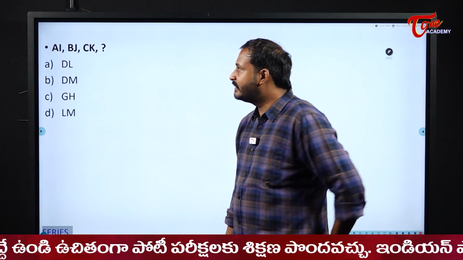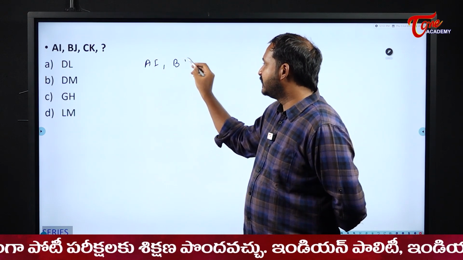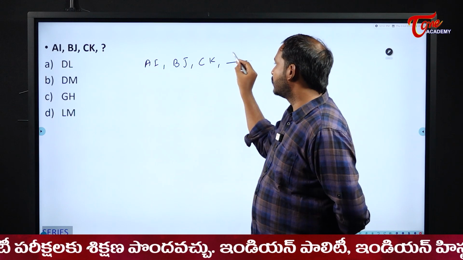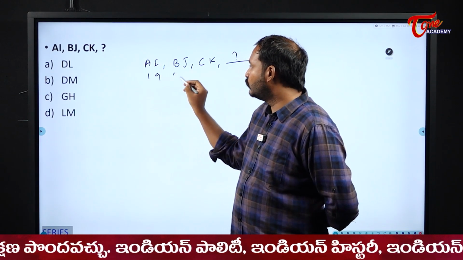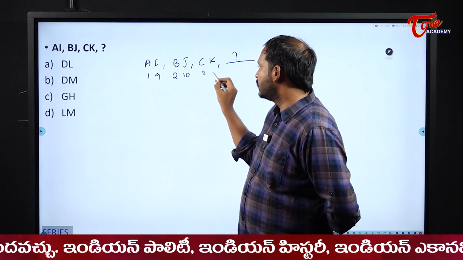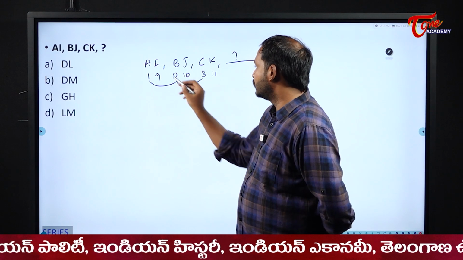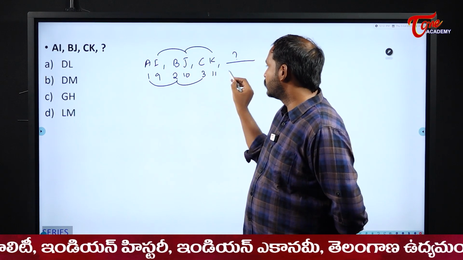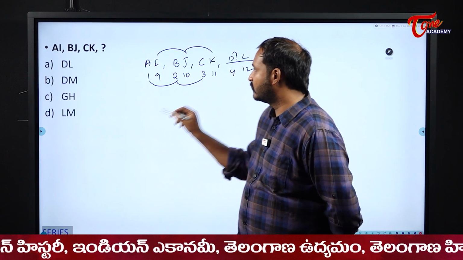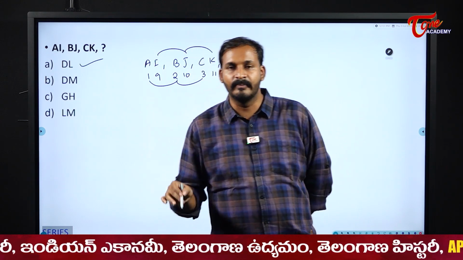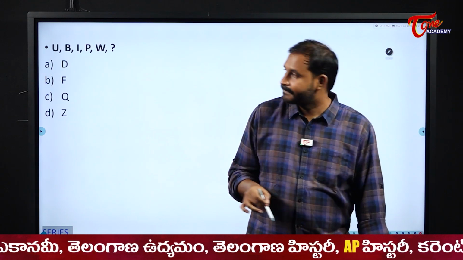Next one. A, I, B, J, C, K and what comes next? What is A, I? 1, 9. 2, 10. 3, 11. Now see here. 1, 2, 3. 9, 10, 11. So next it should be what? 4, 11 and 12. So that means D, L. So our answer here becomes D, L. A simple one, students. Right? See the next one.